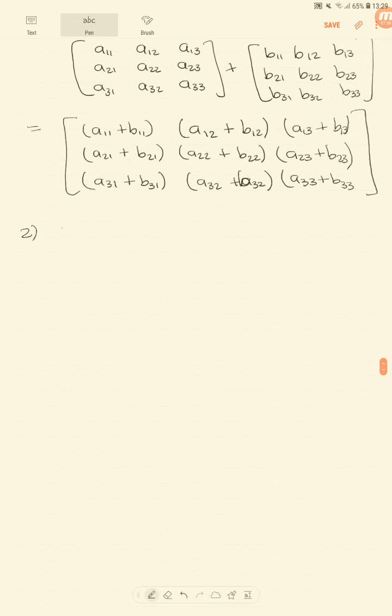Second, we have scalar multiplication. A scalar, in matrix terminology, is simply a number.